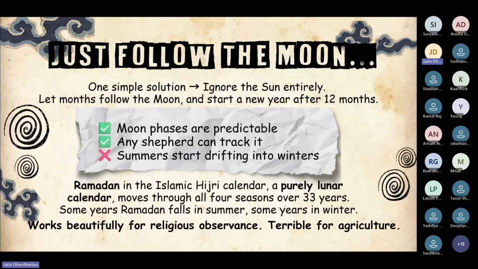Now we can just follow the moon. Let's see what happens. If we ignore the sun and follow the moon and just start a new year after 12 months, moon phases are predictable. Any shepherd can track it. But summers start drifting into the winters. As I said earlier, Ramadan in the Islamic Hijri calendar, a purely lunar calendar, moves through all four seasons over 33 years. Some years Ramadan falls in summer and some years in winter. Now, this is good for religious observance, but this is very bad for agricultural purposes.